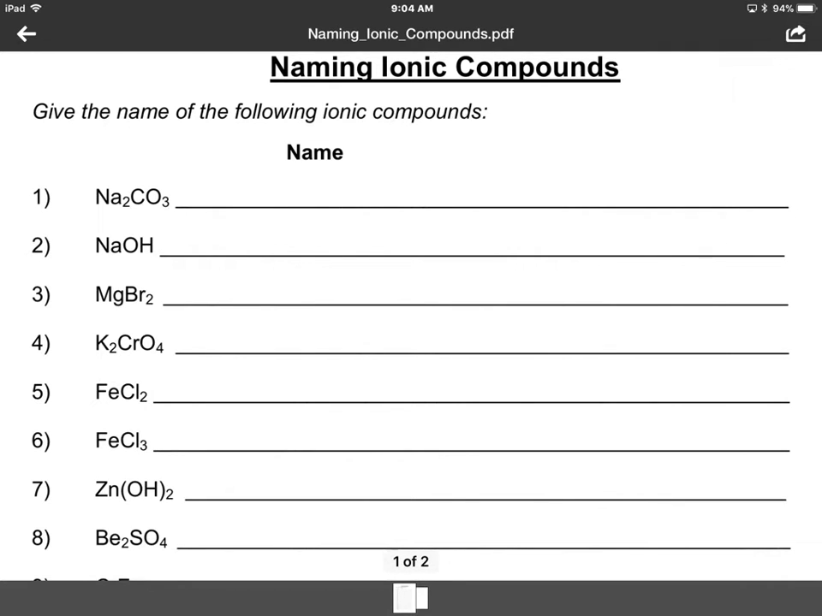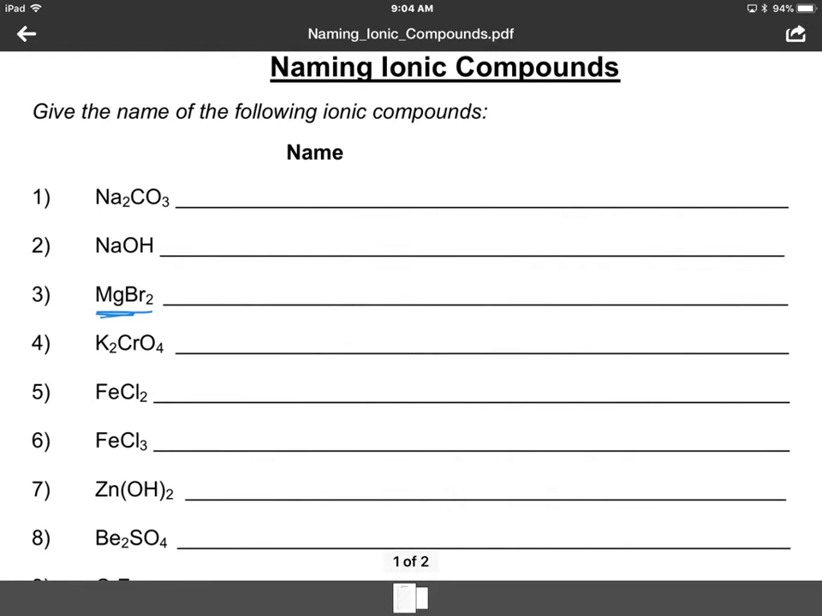Okay, I'm going to walk you through how to name more ionic compounds. So if you're given a list of ionic compounds, the first thing you want to look for are any of these, the really simple type of naming. And on this list, I see one of them, this guy.